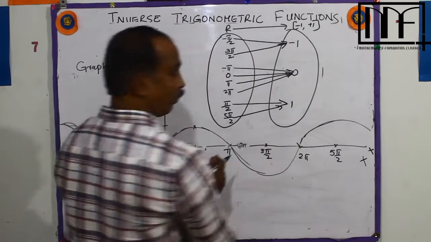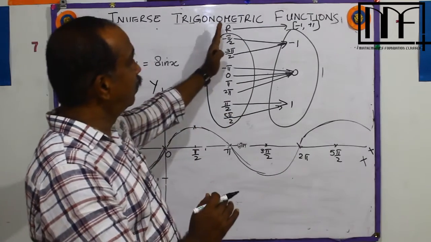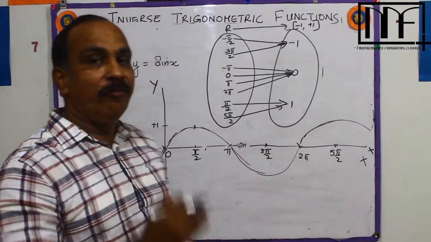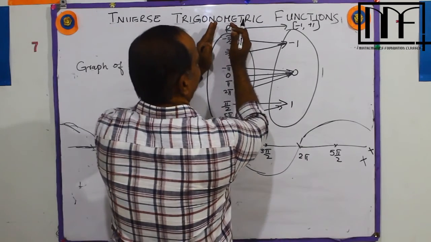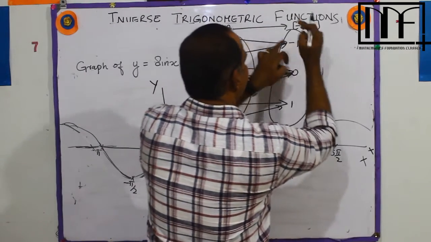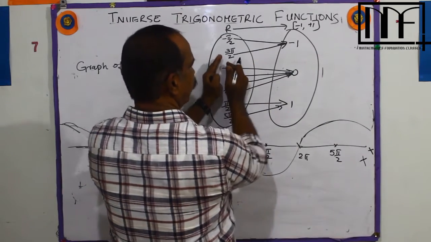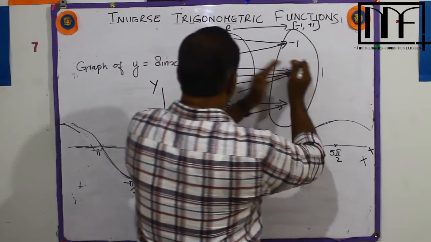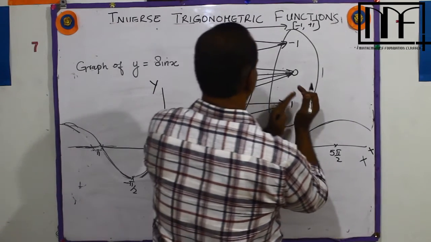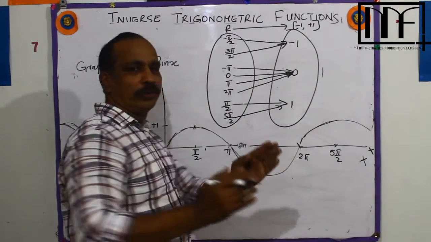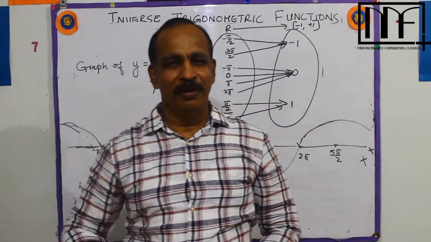These are the only limited values I have given here, because in the x-axis, in the domain, we have an infinite number of elements. Therefore, there will be an infinite number of elements which give the same value negative 1. Infinite number of elements in the domain will give the same answer 0. Infinite number of elements in the domain will have the same value 1. Therefore, this is a many-one function. Can it have an inverse? You tell me.